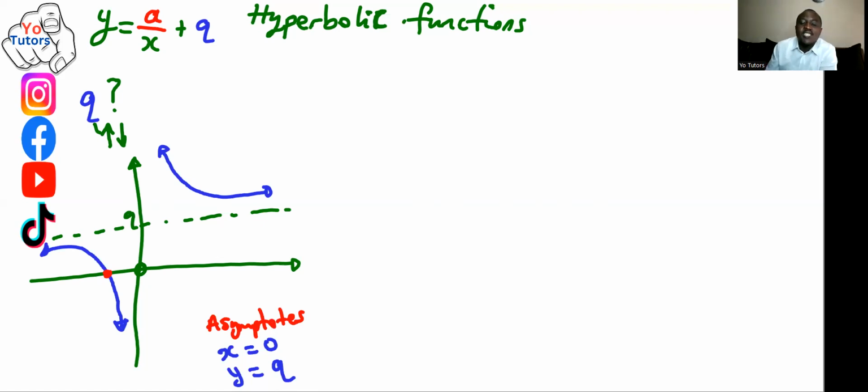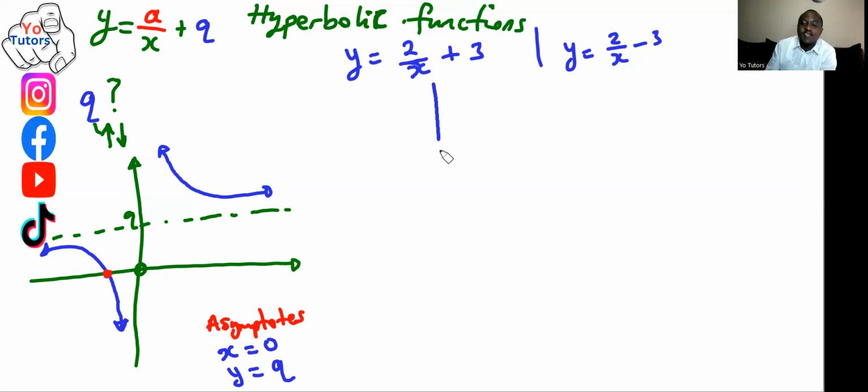Okay, let's now put this into practice. Let's give an example here. Y equal to 2 over x plus 3, okay? And also let's have the graph of y equal to 2 over x minus 3. Now, if we have something like this, let's just draw the first one. The first one here is going to be like that. The positive is in the first and third quadrants. So for the 3, we're just going to come here and put our line there. This is 3.